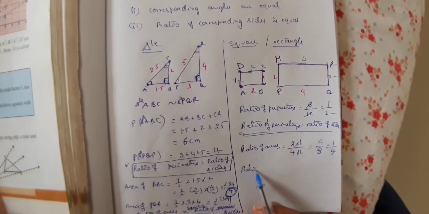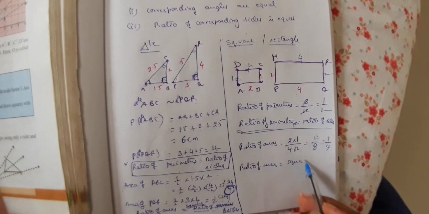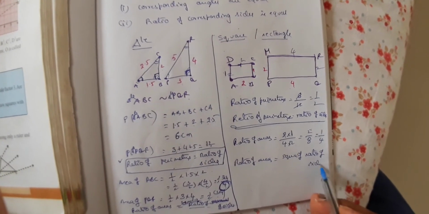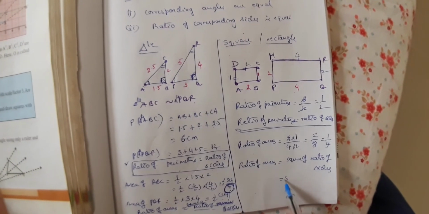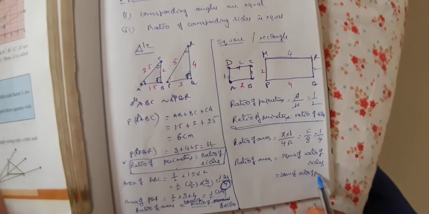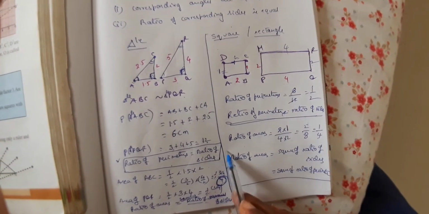Therefore ratio of areas is equal to square of ratio of sides. Can also be said as square of ratio of perimeters, because we are getting both to be the same. Very, very important conclusions, children.